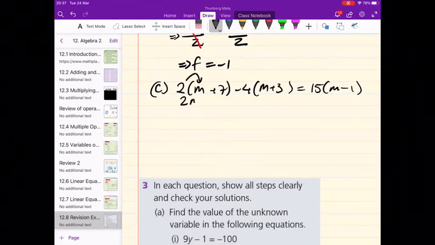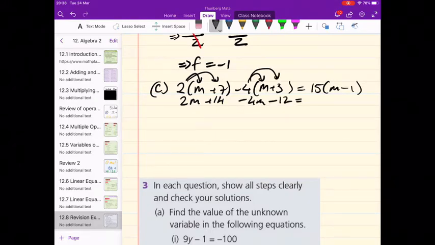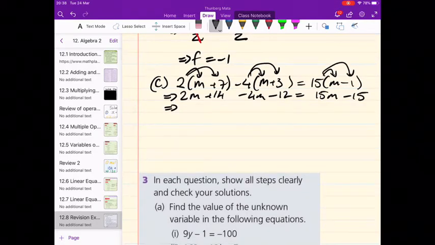Yep. So now to solve these, 2 multiplied by m will give us 2m. 2 multiplied by 7 will give us plus 14. Minus 4 multiplied by m is minus 4m. Minus 4 by 3 is minus 12, is equal to 15 by m is 15m, and 15 by minus 1 is minus 15. So you might think, why was I able to do that so quickly? Well, every time I see brackets, it's in my head that if I see brackets, I'll usually have to multiply.